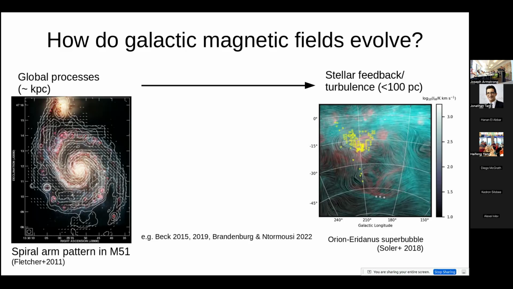On smaller scales of hundreds of parsecs or so, we expect stellar feedback to play an important role. For example, what I'm showing you on the right is an image of a nearby superbubble in the Milky Way, where the collective effect of supernovae and young stars has evacuated a cavity in the ISM, causing the magnetic field to drape around that cavity. So you're seeing this loop-like structure on the right here. So that's what we're hoping to get at, mapping the magnetic field geometry across scale, across environment.